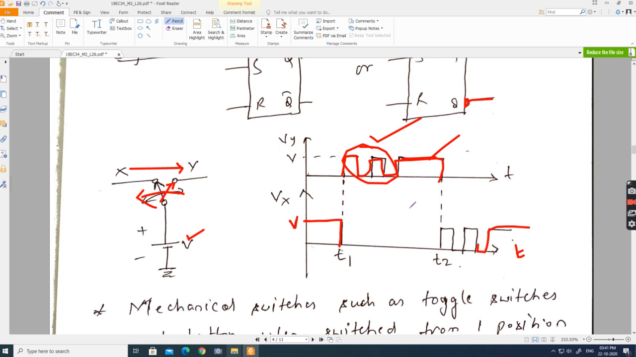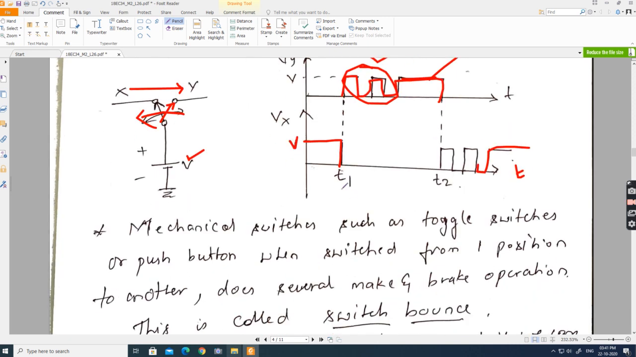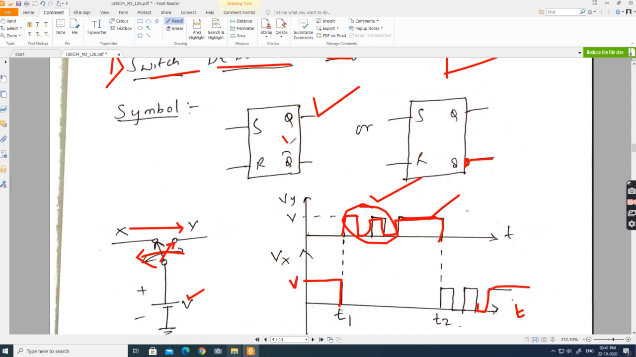Do you want this vibration or not? Bad. So I want to overcome this. So how to overcome this? That is using an SR latch. Using an SR latch, I can overcome this.